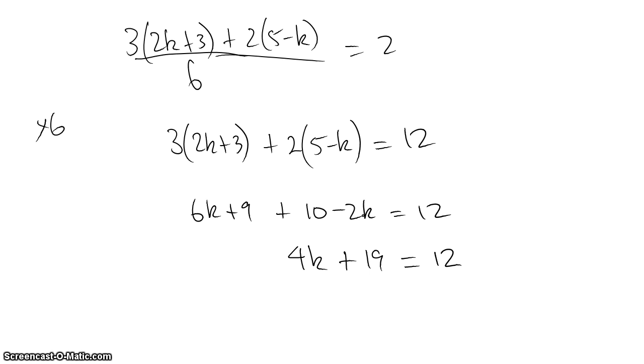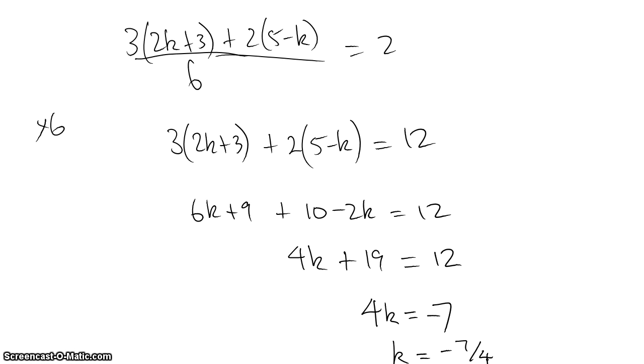Minus 19 on both sides. So I get 4k equals, it's pretty hard, 7. Of course, negative 7. Divide both sides by 4 and I get k equals negative 7 over 4. Now I'm not too sure about that answer. I might have made a mistake somewhere.